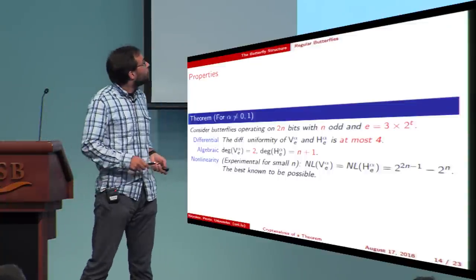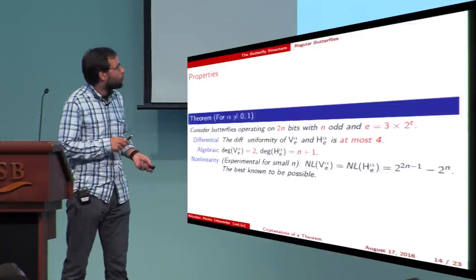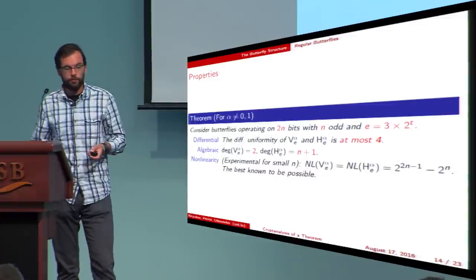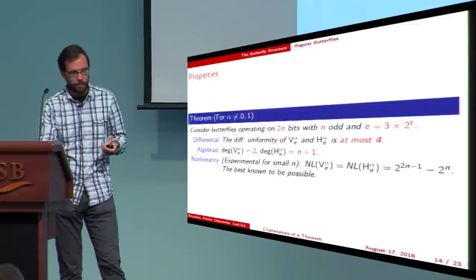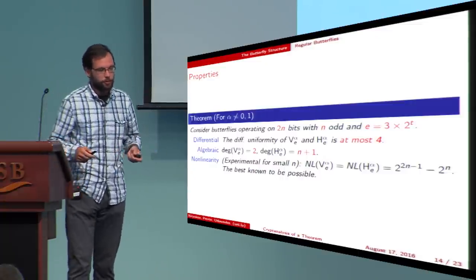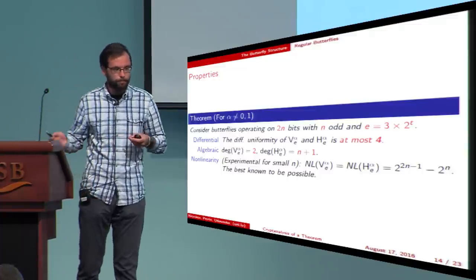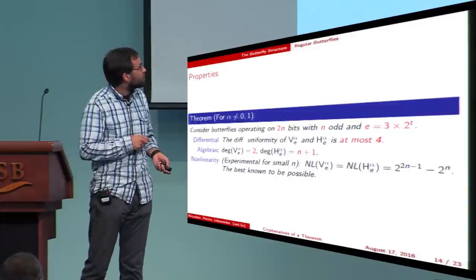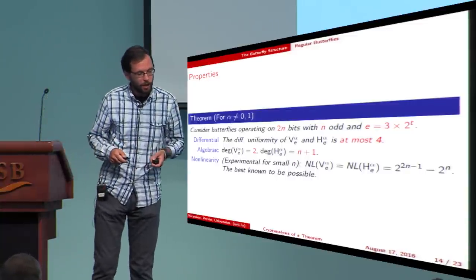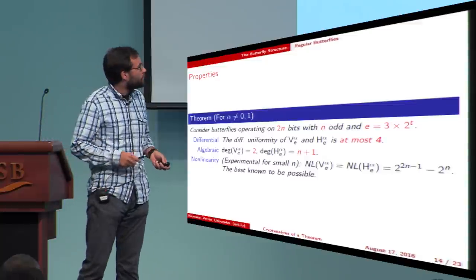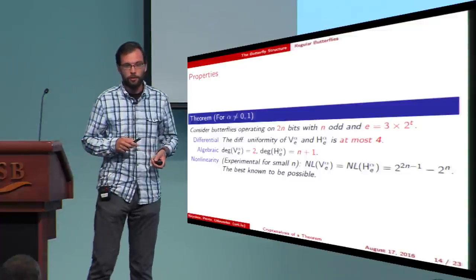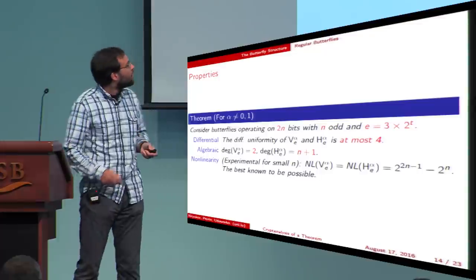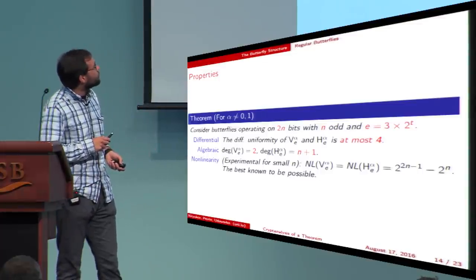Okay. And we managed to prove that for both open and closed butterflies, the DDT coefficients are at most 4. Experimentally, we checked for small n and we did not find any new APN because there were always some 4s, but we don't know if for some larger n, maybe there will be some. The algebraic degree is 2 for closed butterflies and n plus 1 for open butterflies, where n is the branch size. And experimentally, for small n, we found that the nonlinearity, which depends on the maximum LAT coefficient, is the best known to be possible. So this is for butterflies. And this corresponds to the case when alpha is not equal to 0 and 1.